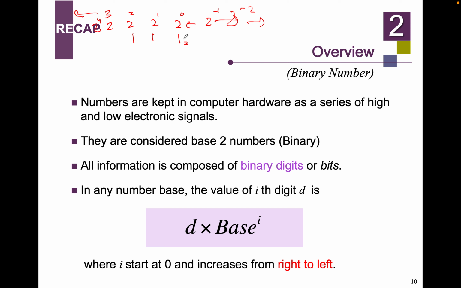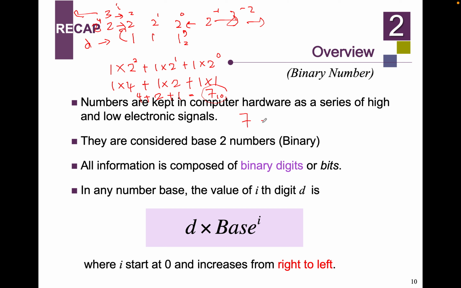Over here you can see what happened: 1 is D, this is our I, this is our base, times 2 to the power of 2, plus 1 times 2 to the power of 1, plus 1 times 2 to the power of 0. We will get 1 times 4 plus 1 times 2 plus 1 times 1, equal to 4 plus 2 plus 1, equivalent to 7 decimal. So the value 7 equals 111. So you can open your calculator and try to convert 7 decimal to base 2, or binary.